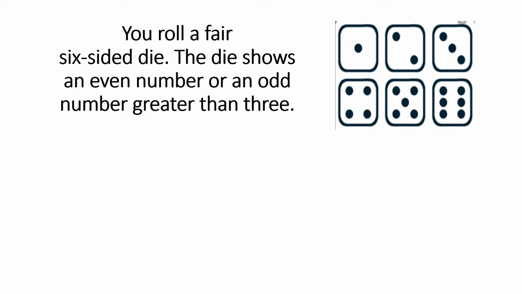You roll a fair 6-sided die. The die shows an even number or an odd number greater than 3. So in this example, we are going to look for the probability of getting an even number or an odd number that is greater than 3.